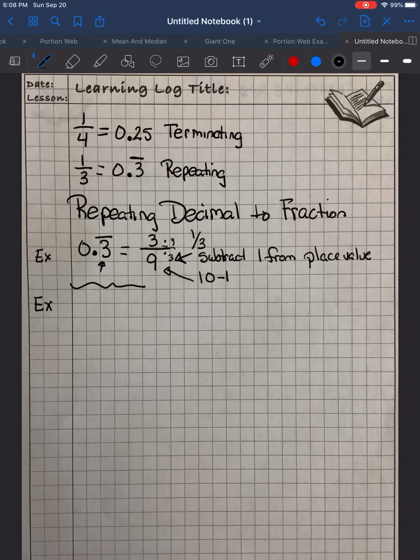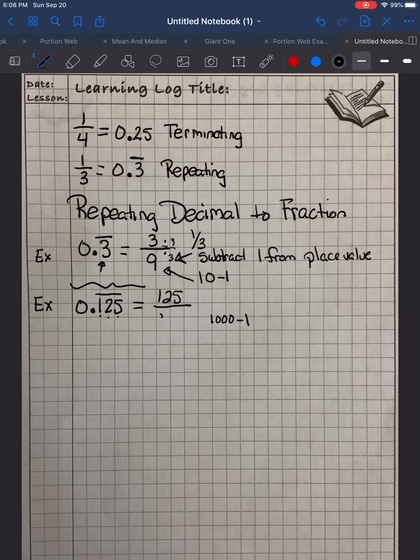Let's say I have the one I mentioned before, 0.125. I want to change that repeating decimal to a fraction. Think about it like that line on the top means you have to subtract one. So I'm going to put the decimal value in the numerator, 125. In the denominator, that's 1, 2, 3: tenths, hundredths, thousandths. So it would be 1,000, but I subtract 1.